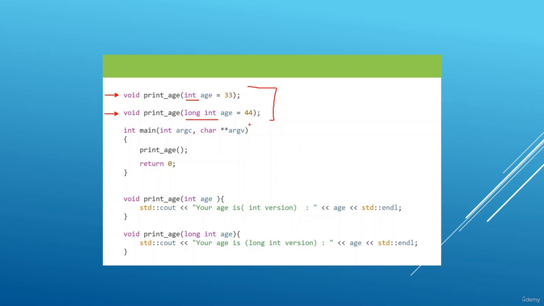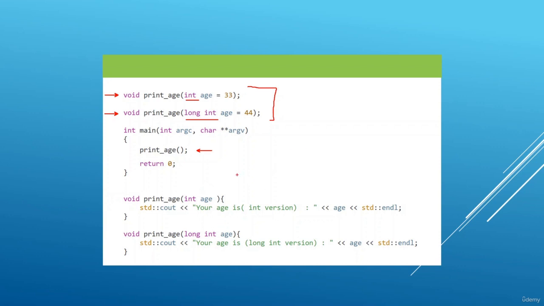The problem is, if we try to call any of these functions without a parameter like we do here, which would use the default argument, the compiler is going to be confused again. It doesn't know which one you want. Is it going to be the one with int or the one with long int? And you're going to get a compiler error saying that your function call here is ambiguous.